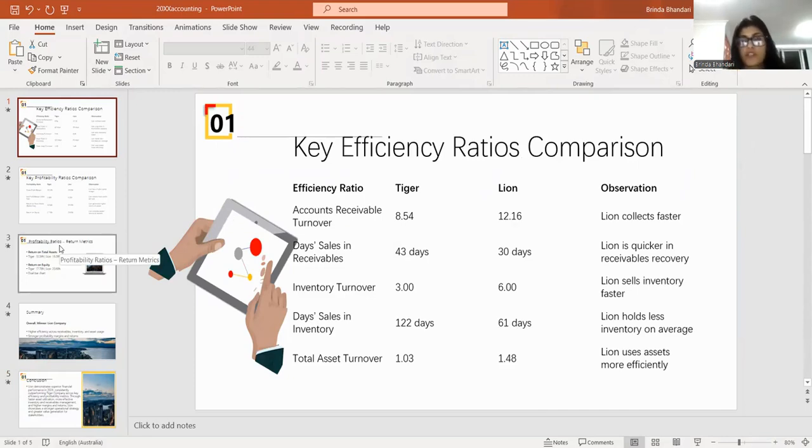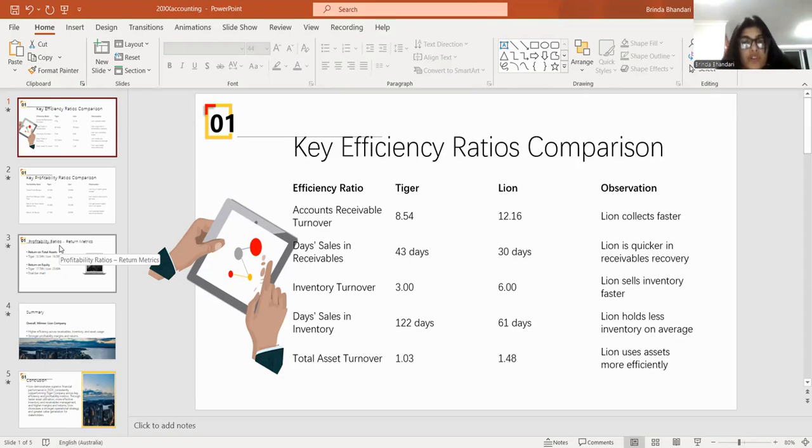Let's begin with the efficiency ratios, which measure how well each company is managing its assets and operations. Starting with accounts receivable turnover, Tiger has a turnover of 8.54, while Lion leads significantly with 12.16. This tells us that Lion is collecting its receivables faster, reflecting stronger cash flow management. Looking at days sales in receivables, Tiger takes 43 days, while Lion does it in just 30 days, again demonstrating better efficiency.